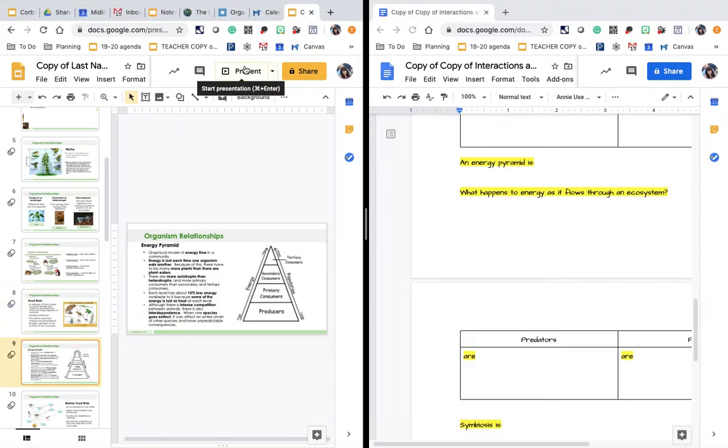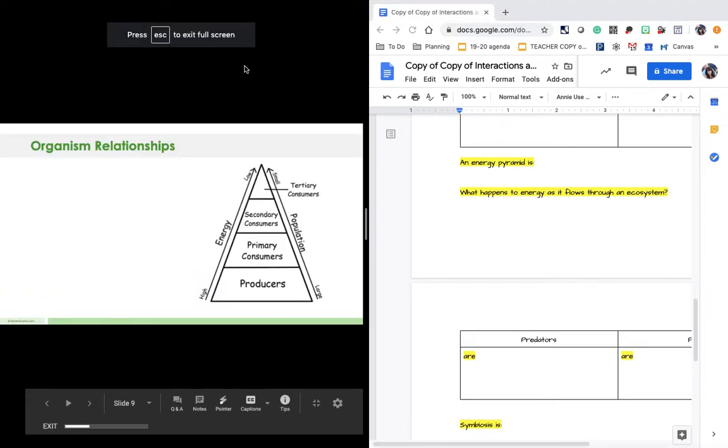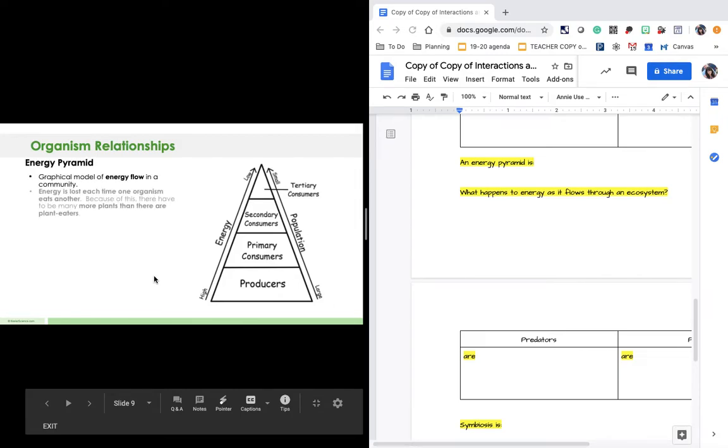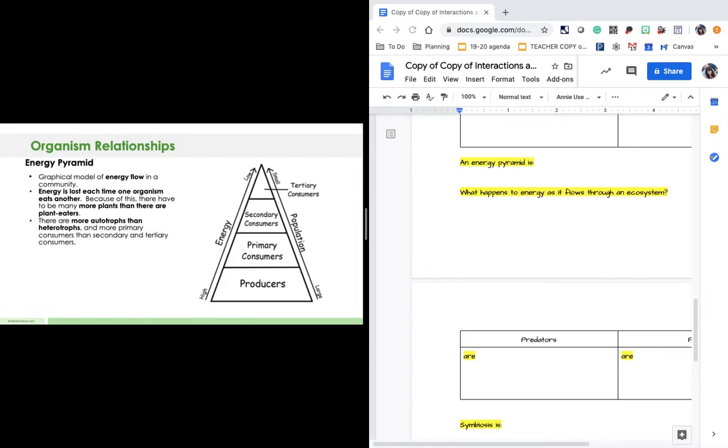Start with energy pyramid. Okay, so an energy pyramid is basically a representation of how energy flows through an ecosystem. Think of it kind of as a graph or chart that helps you visually see what happens with energy. I'm just going to talk you through this picture right here because I do want you to learn about it. And then I'll help you with what you put in the answers over there, okay?